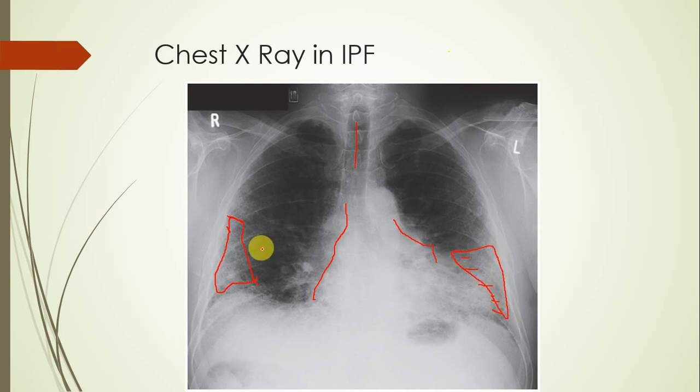So bilateral, basal, reticular or reticulonodular shadows, which are more evident in the subpleural regions. So you can say that there are bilateral reticulonodular shadowings in the basal zones and also in the subpleural regions. And you can see that the hilar region is more prominent.